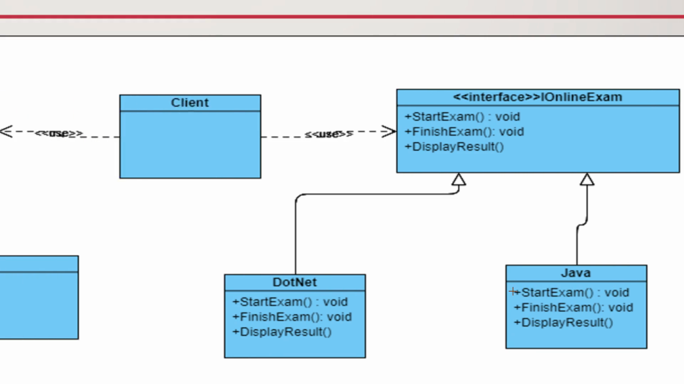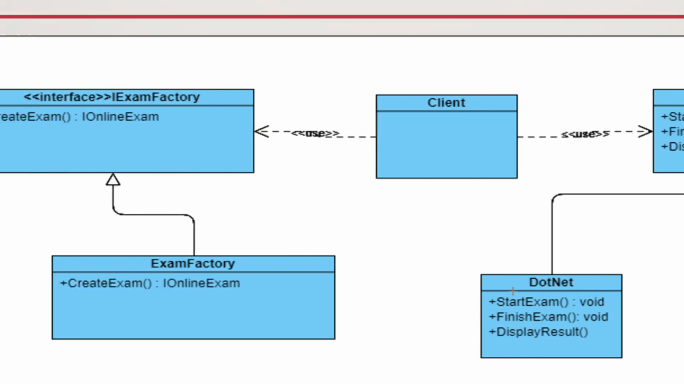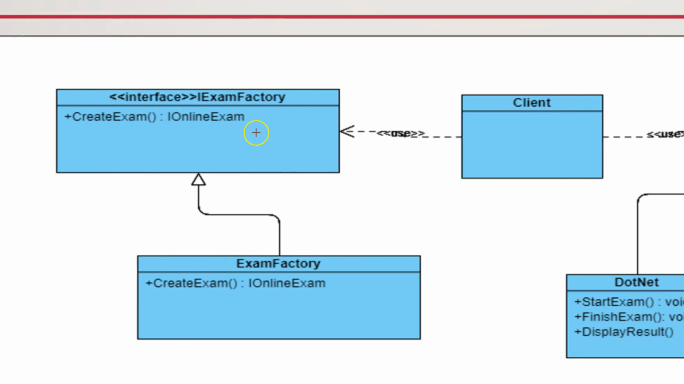And if you go to the left side here, this is very important. Here is the exam factory. This is an interface, or you can take an abstract class. The CreateExam method is very helpful. This method is responsible for creating an object, so this method is known as a factory. The return type of this method is the OnlineExam interface, and this particular interface will be implemented by the exam factory.